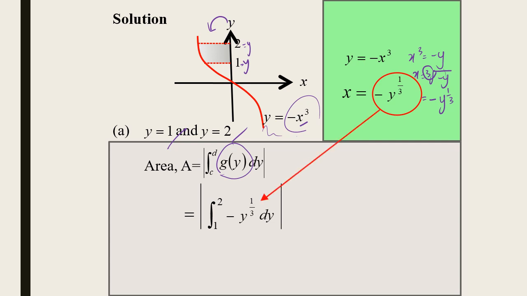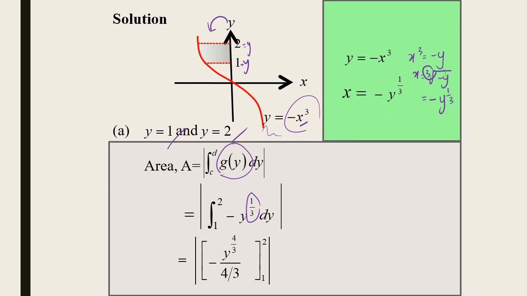So this negative y to the power of 1 over 3, how to integrate? This is y to the power of n, so it will be y to the power of n plus 1 over n plus 1, which is y to the power of 4 over 3 over 4 over 3. We still have the negative. After the integration part, we just have to substitute. We can take out the negative 3 over 4, and substitute the 2 and 1 into y to the power of 4 over 3.